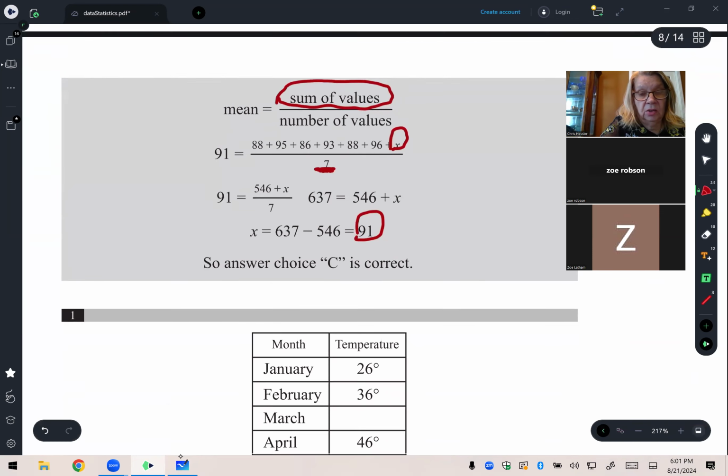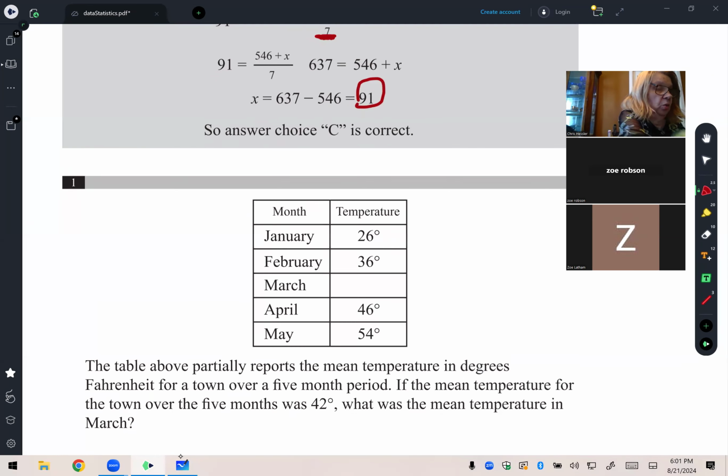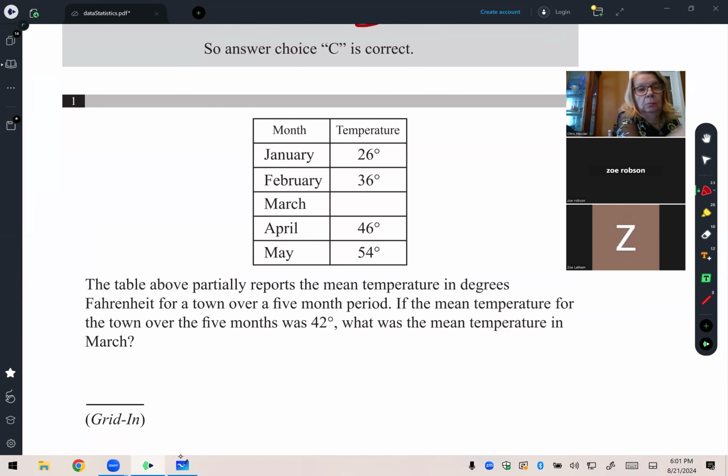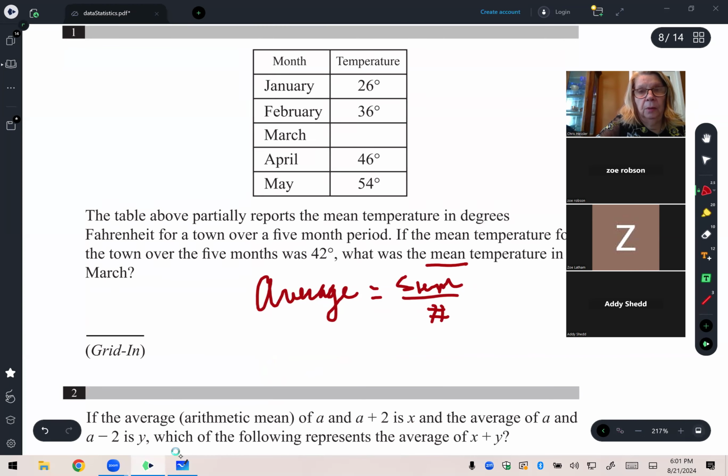Okay, so let's try this March 1. Okay, so we know we're going to use our average formula. And so we're going to add up.